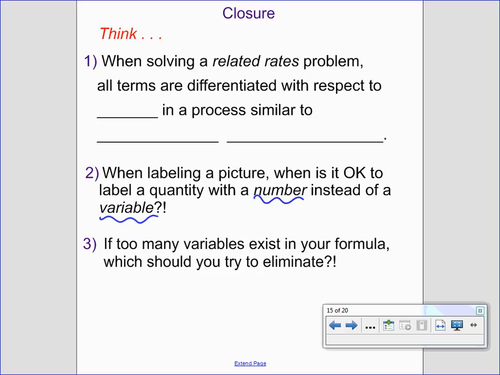Okay, I know that we have some anxious students vying for the chance to share number one, to fill in the blank, but I'm going to let Sydney do it because I know she's going to teeter out of her seat if I don't. When solving a related rates problem, all terms are differentiated with respect to time, in a process that is similar to implicit differentiation. You win. Yes, very nice.